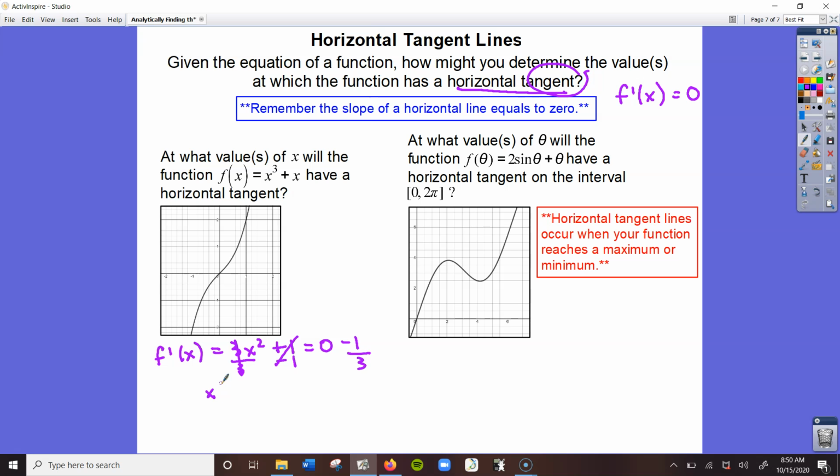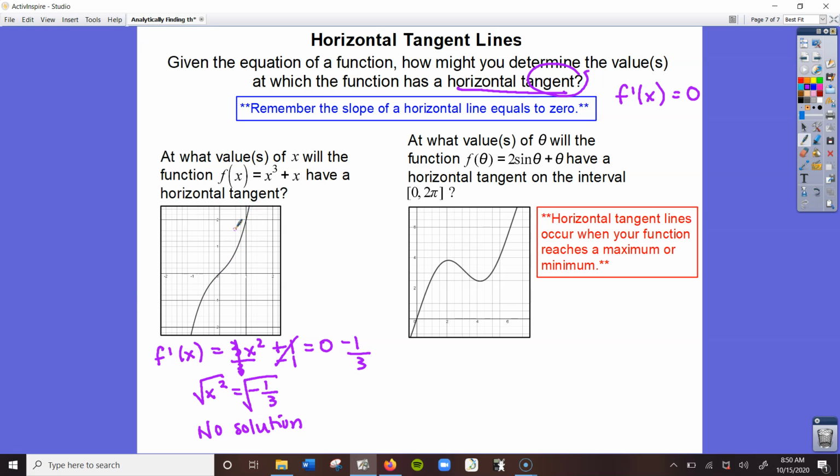So at the moment, I have x squared is equal to negative 1 over 3. And then I'd have to square root. Now, when you square root a negative number, we already know that this is i, meaning imaginary. There is no real solution for this. And that's because horizontal tangent lines only occur when you have a minimum or a maximum. And if you look at the graph of f of x, it is always increasing.